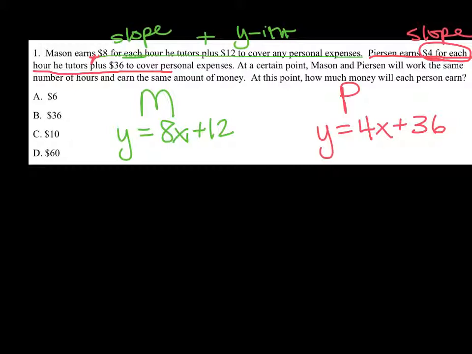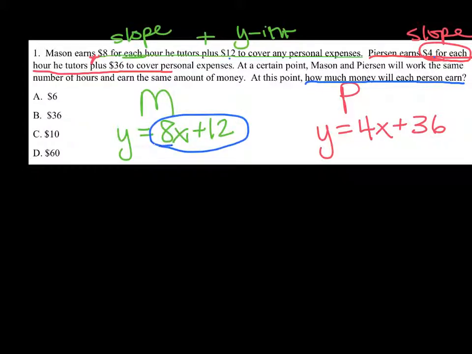Now our question goes on and it says at a certain point Mason and Pearson are going to work the same number of hours and earn the same amount of money. At this point, how much money will each person earn? So our question is, how much money will each person earn? Mason earns $8 for every hour plus $12 to cover personal expenses. Pearson earns $4 for every hour plus $36 to cover personal expenses.